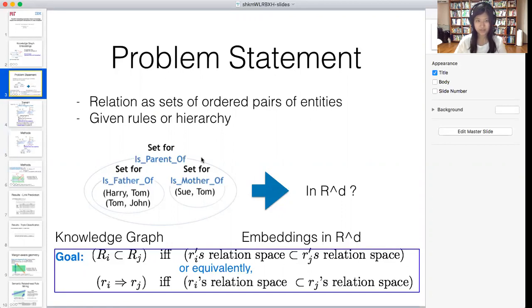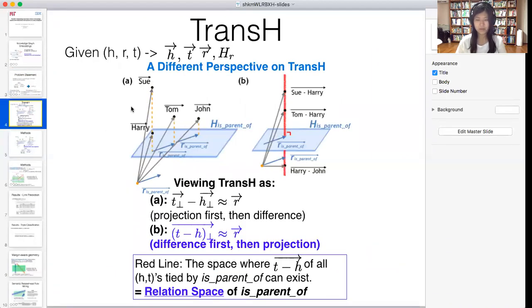So our question is, can we define some space in R^D that is isomorphically ordered as these sets of is parent of and is father of in R^D? More precisely, we want to impose an if and only if relation between these sets and their equivalents in R^D so that their orderings are isomorphically preserved. So we start from a popular method called TransINT.